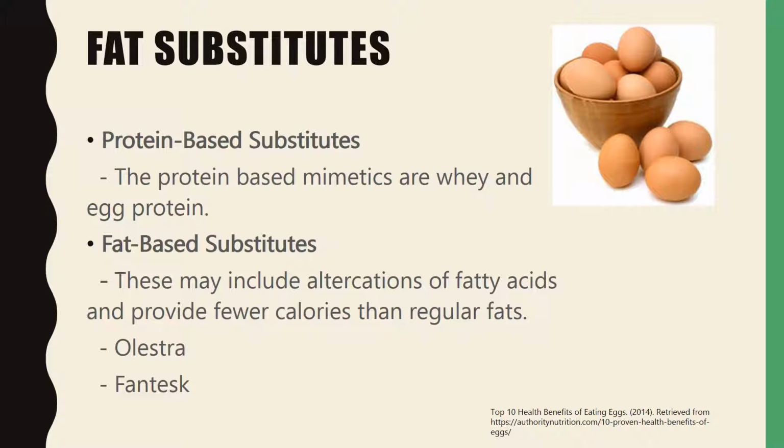Protein-based substitutes. The protein-based mimics are whey, which is a milk protein, and egg protein. Fat-based substitutes. Fat-based substitutes may include alterations of fatty acids and provide fewer calories than regular fats or even no calories. Olestra is a fat analog that has zero calories, while Z-Trim is a branded fat analog that is a mixture of starch, water, and one or more oily substances.